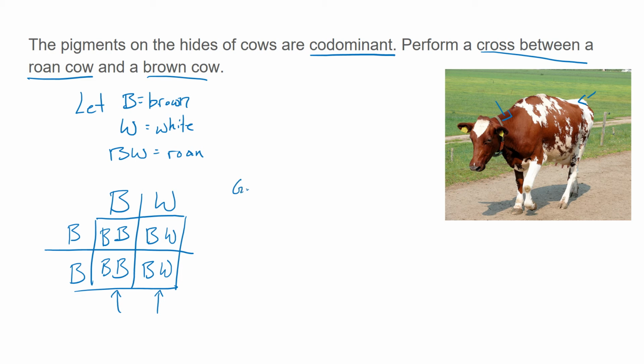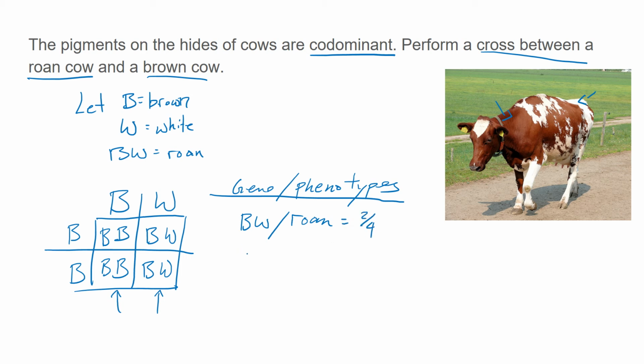So let's go with our geno/phenotypes. Right? So we got BW, which is basically roan, right? That's going to be 2 out of the 4. And then big B and big B, that's basically brown. That's also going to be 2 out of 4, meaning a 1-to-1 ratio of roan to brown.